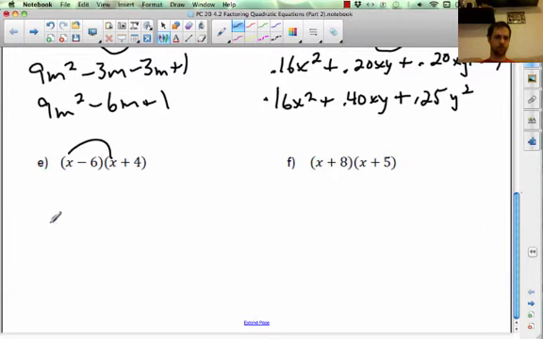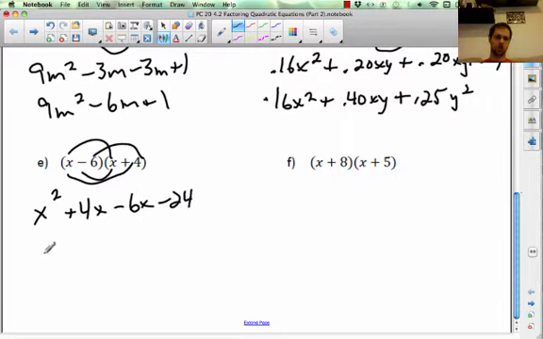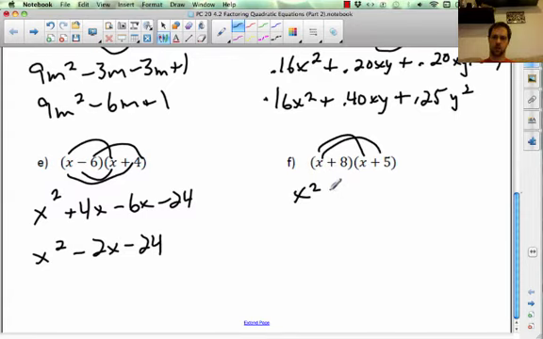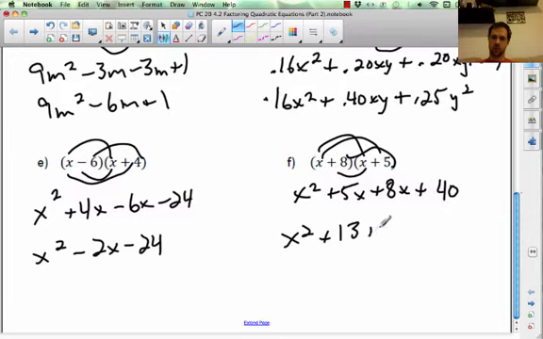Okay, x squared plus 4x minus 6x minus 24, which leaves us with x squared minus 2x minus 24. x squared plus 5x plus 8x plus 40 leaves us with x squared plus 13x plus 40.